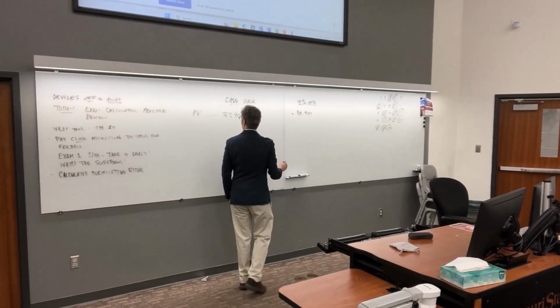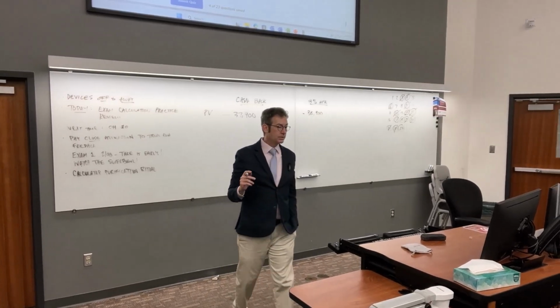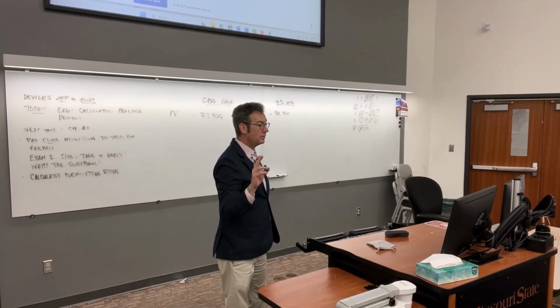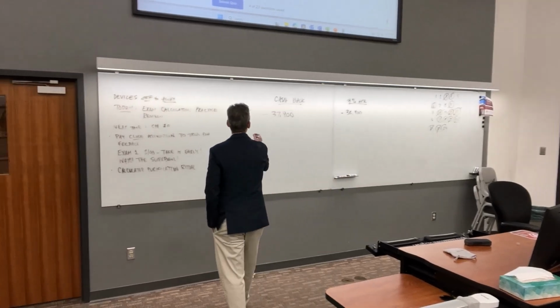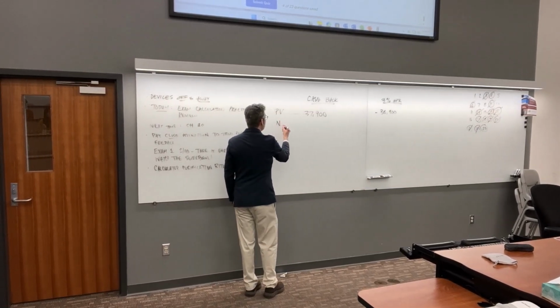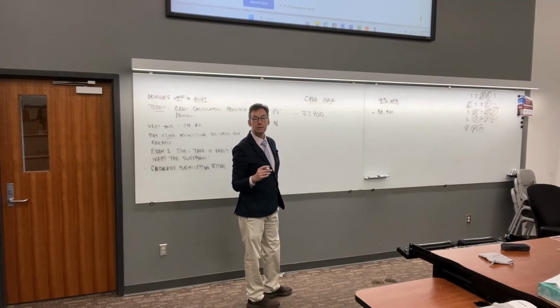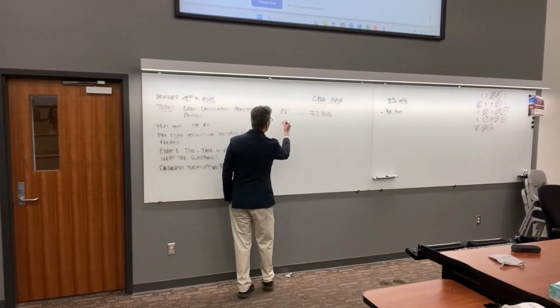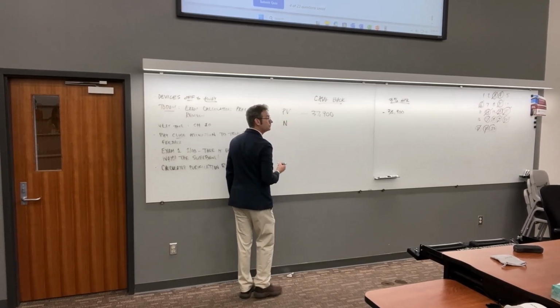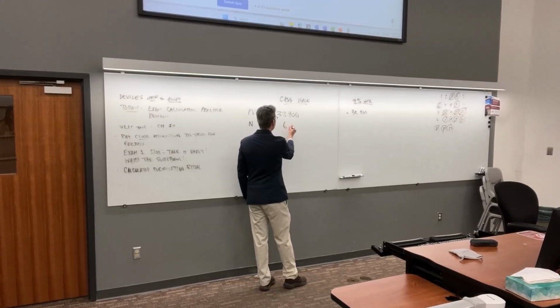Now they tell us that both of these are 5-year loans. Car payments are monthly, and it says what's the monthly payment. So we need to put in a number of months here. What do I put in for N? 60. That's just 5 times 12.